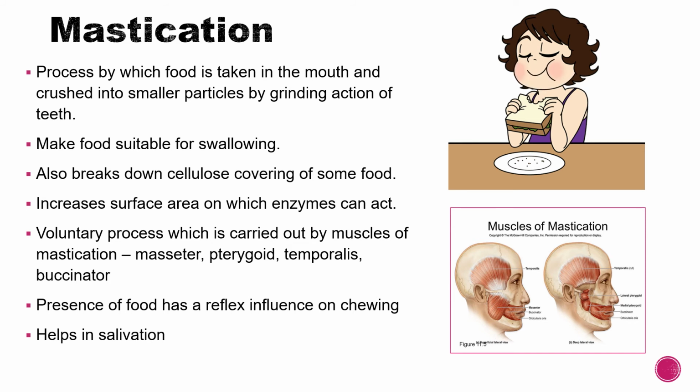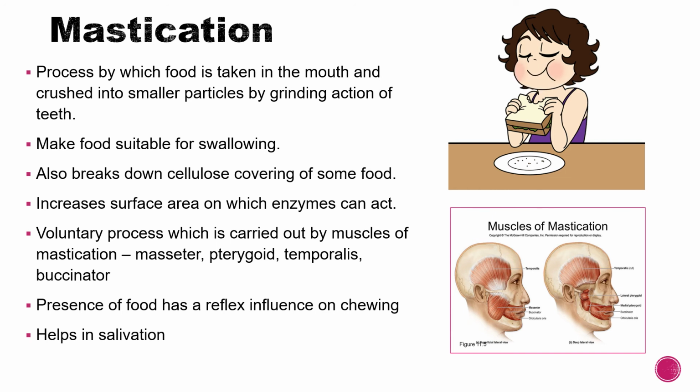This is just a very introductory thing about mastication. What is mastication? It is basically chewing. It is the process by which food is taken in the mouth and crushed into smaller particles by grinding action of the teeth. Okay, so the main aim or use of mastication or chewing is to make the food suitable for swallowing. We cannot swallow large particles of food, large cubes of food. It has to be broken down into smaller particles so that we can swallow the food.